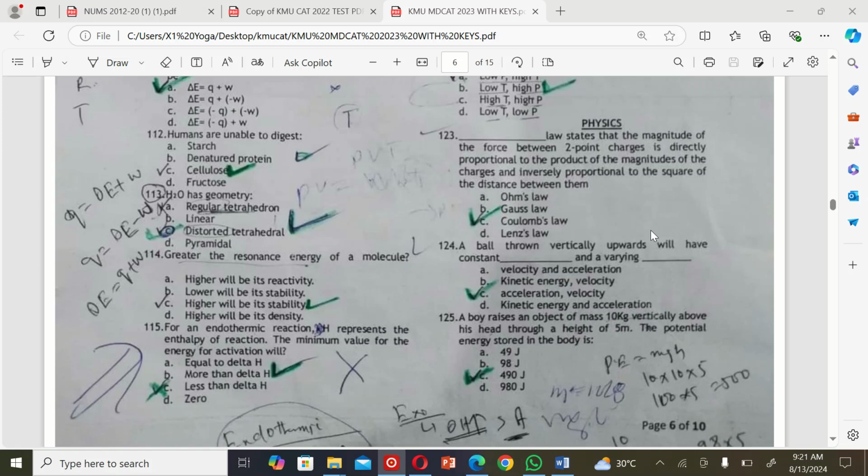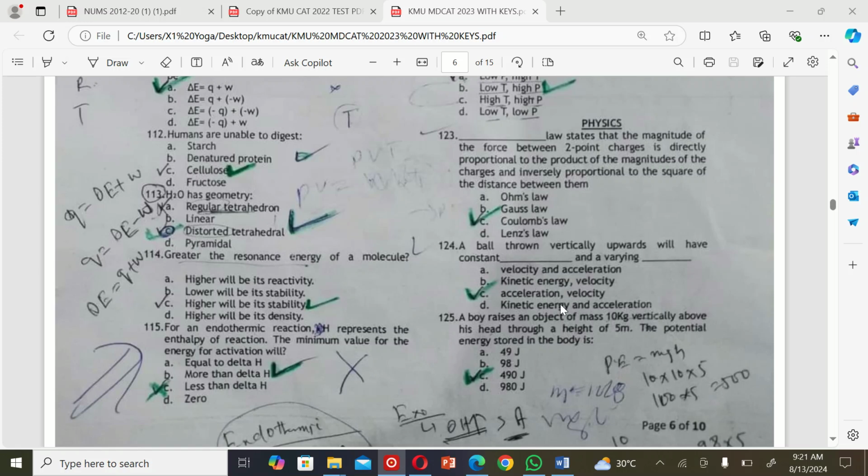Coulomb's law. The next MCQ is: a ball thrown vertically upwards will have constant dash and a varying dash. A. Velocity and acceleration. B. Kinetic energy and velocity. C. Acceleration and velocity. And D. Kinetic energy and acceleration. So the correct option is C.